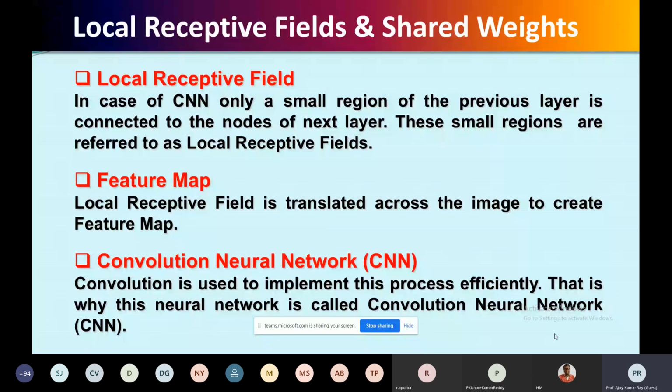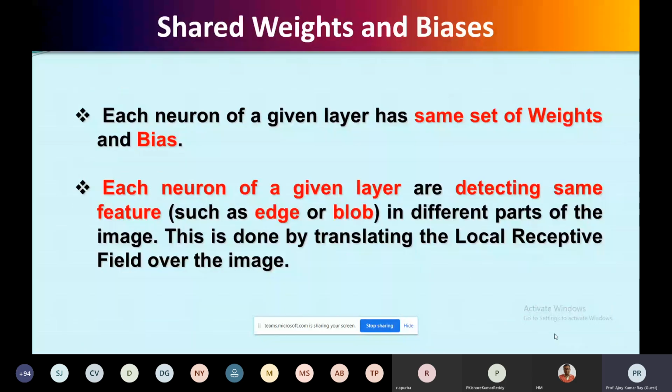There are these 3 interesting things. Local receptive fields: everything need not be connected to every other neuron in the next layer. Feature map: the local receptive field is translated across the image to create the feature map. And then convolution, this process is the most important thing. Each neuron will have to be given the same set of weights and bias. So in any given layer, this is a very important thing. And what are they doing? All these neurons are detecting edges or blobs or something like this.